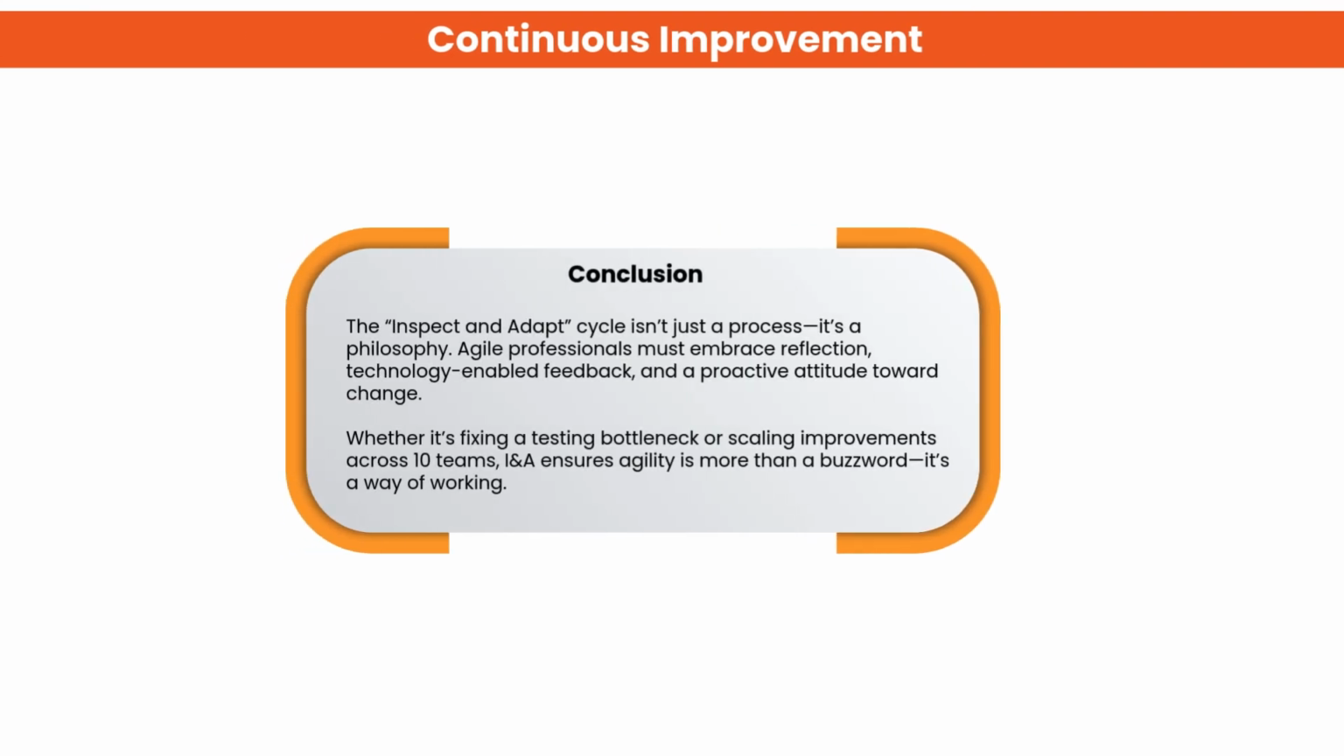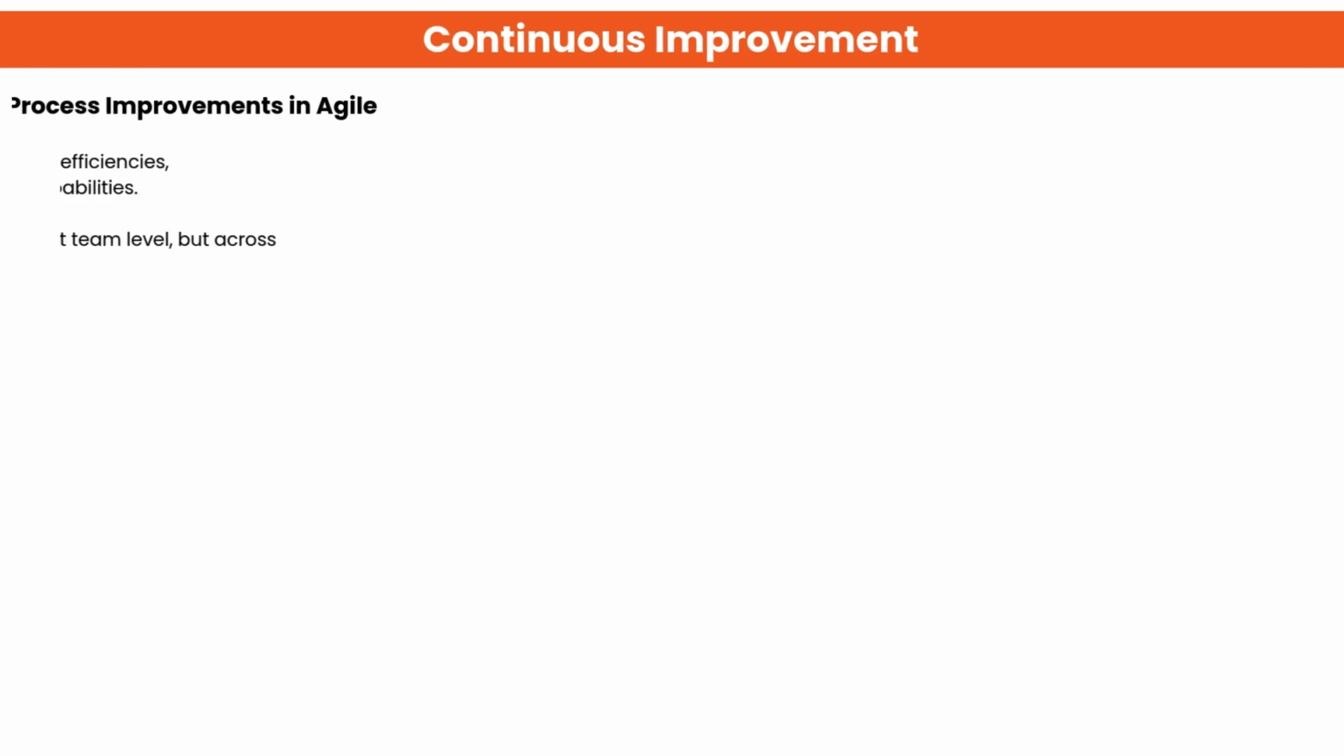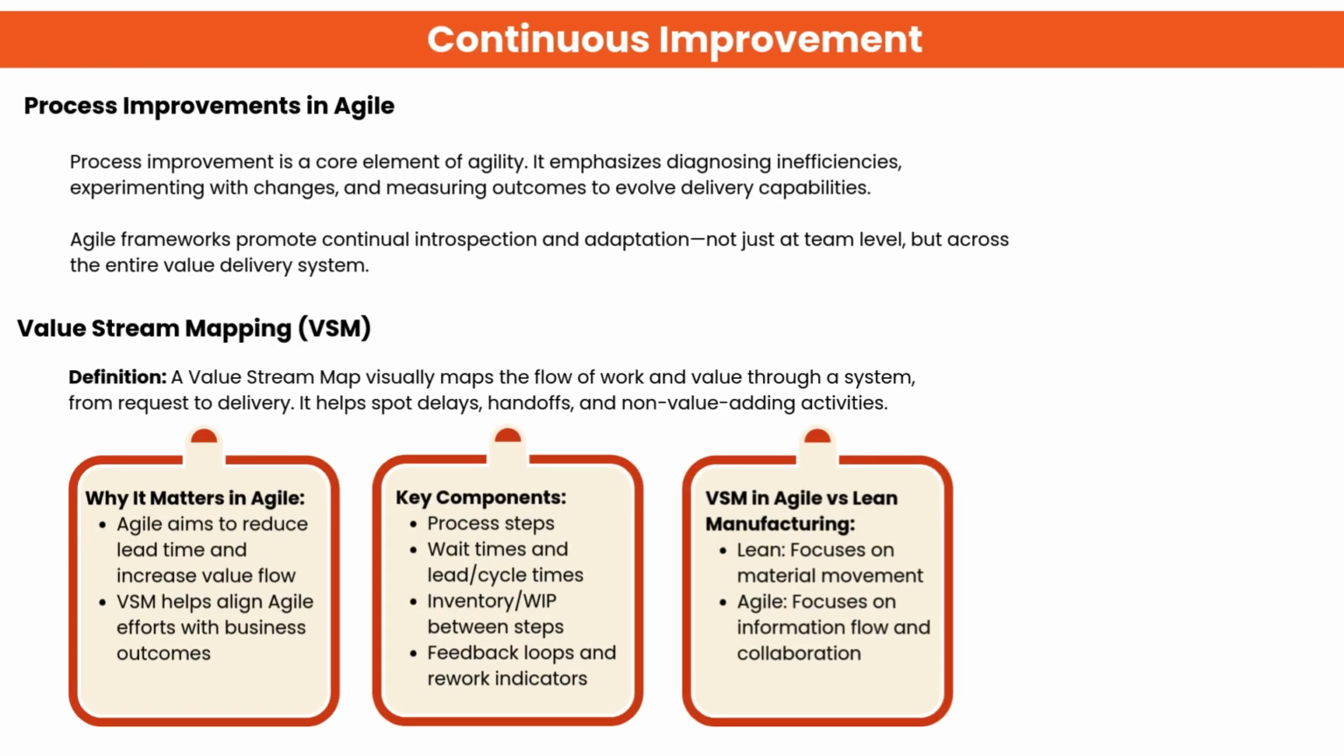The inspect and adapt cycle is more than a process, it's a mindset of continuous learning and improvement. Agile teams should use data, feedback, and reflection to drive meaningful change. Whether improving a single team issue or scaling improvements across many teams, I&A turns agility into a real working practice, not just a buzzword.